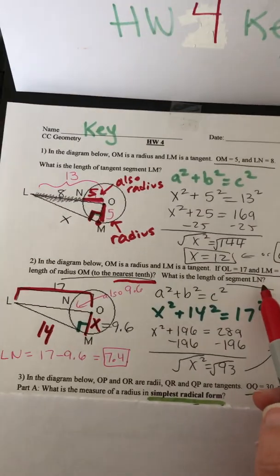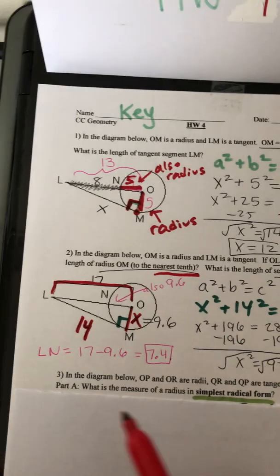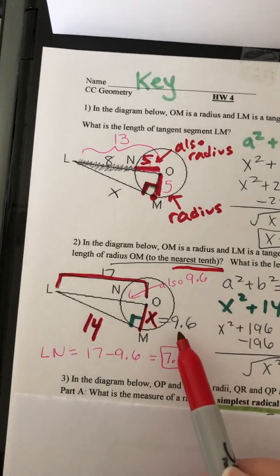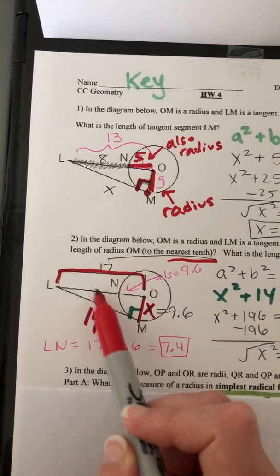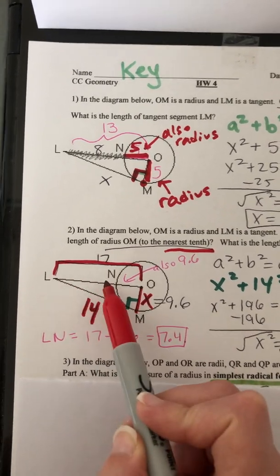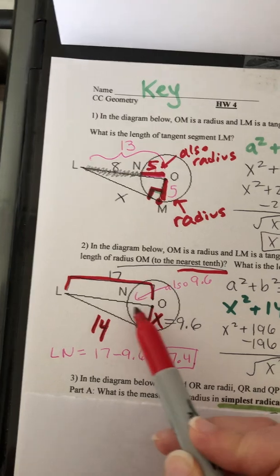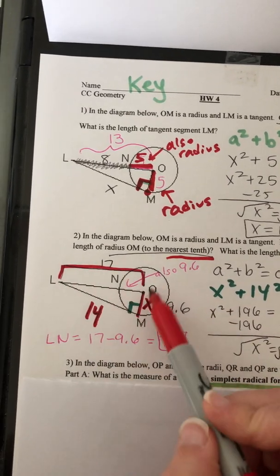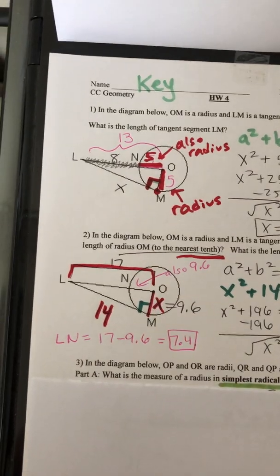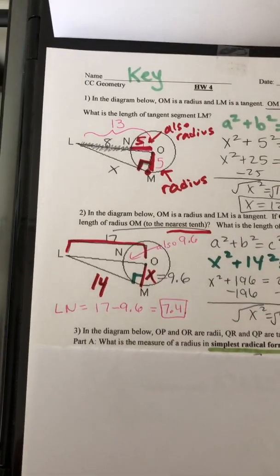But then there's a follow-up question. What's LN? Well, let's go back to our diagram. The x was the 9.6. The LN is this part sticking out of the circle. Well, we need to know the part in the circle. That's another radius. That's also 9.6. Do the 17, the whole, minus that radius of 9.6, you get 7.4.